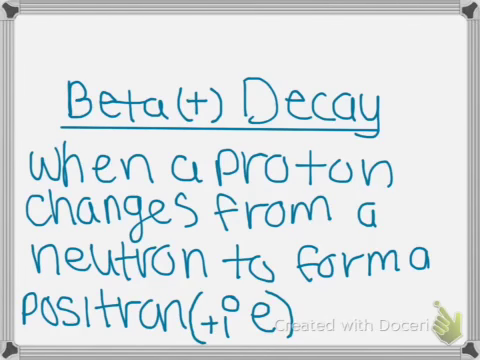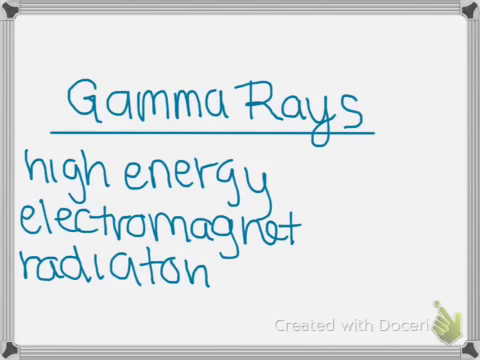The next type of radiation is beta plus decay, and this doesn't come up a lot, so we're not going to focus a lot of time on it. So beta plus decay is when a proton changes to a neutron to form a positron, and a beta plus particle is written as an electron plus 1, 0, and that's basically it for beta plus decay. Next is gamma ray radiation, and we're also not really going to focus on this one, and it doesn't really come up that much, but they are high energy electromagnetic radiation, and it's like how X-rays work.